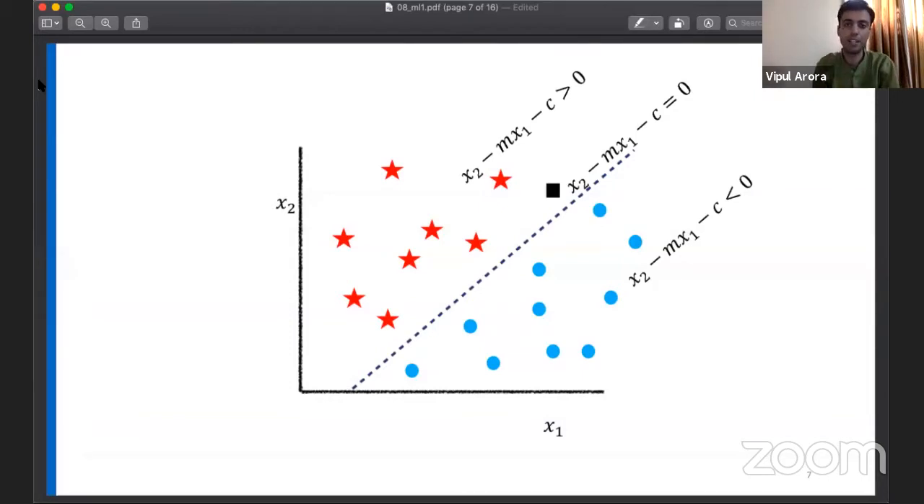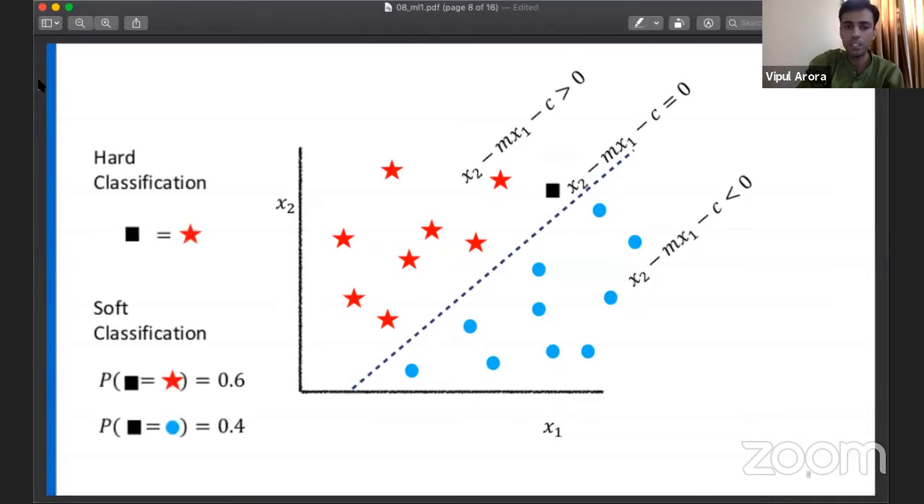But now my unknown point lies above the line, so I will say it's a rose class. But I know it is a rose class, hard classification. But a better answer will be, yes, it is a rose, but with the probability of only 60%. And there is 40% chance it could be lotus as well.